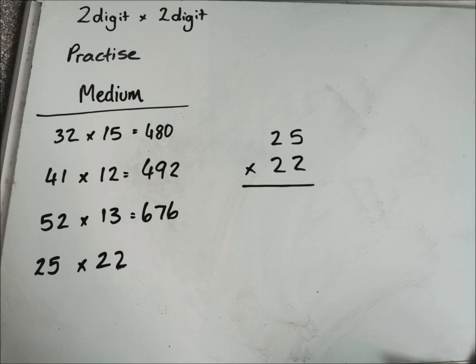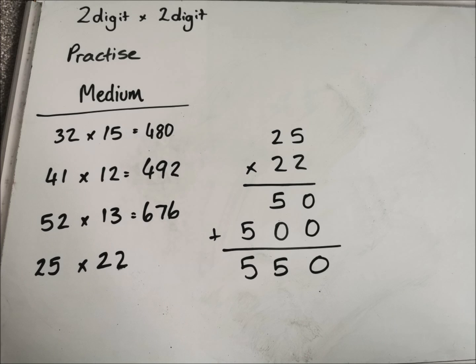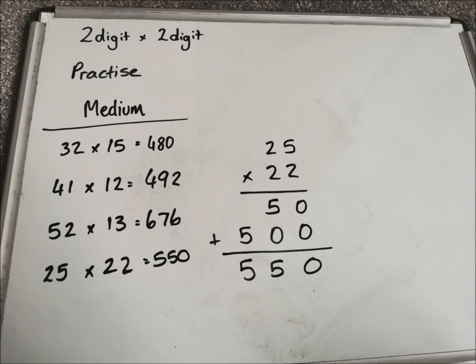Last question, 25 multiplied by 22. First line of the answer is 50. Second line is 500. Add those two together and we get 550. So well done if you managed to get those questions. If not, just pause the video here, have another wee look through, see where you went wrong.